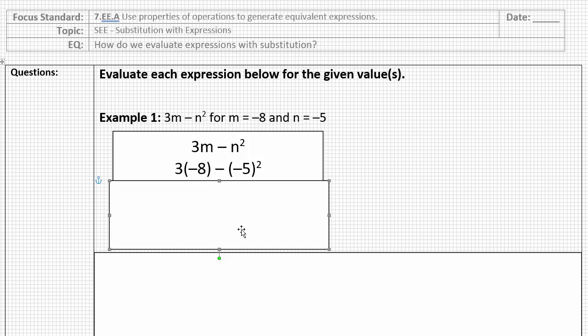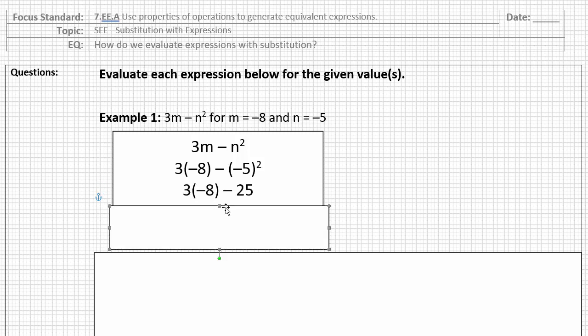I'm going to actually allow you to pause the video here, see if you can simplify it as far as you can down to one value, and then we'll compare our work to see how we did. Let's see how you did.